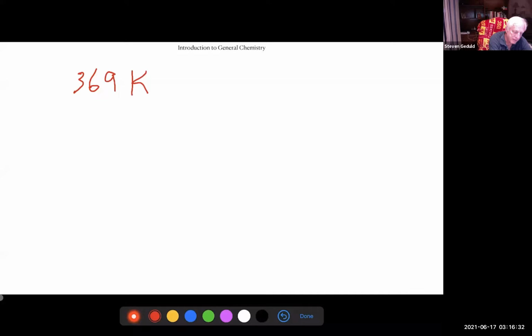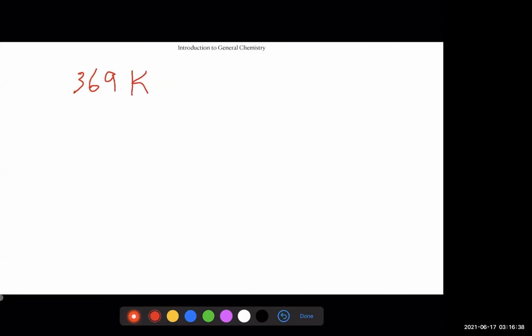So, okay, number 39, it says the surface temperature on Mercury has been measured to be 369 Kelvin. What is the temperature in degrees Celsius? Okay. You didn't say degrees Kelvin, right? You said Kelvin. Yeah. Okay, good.